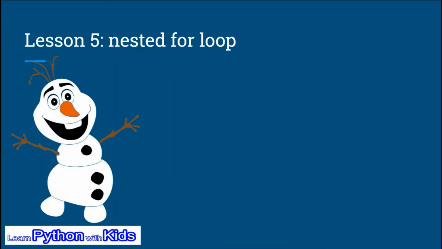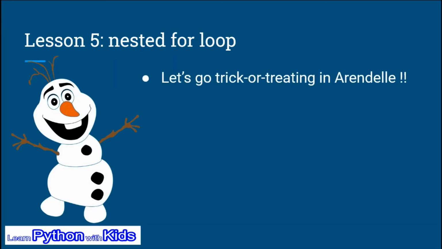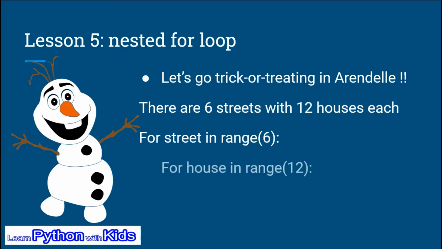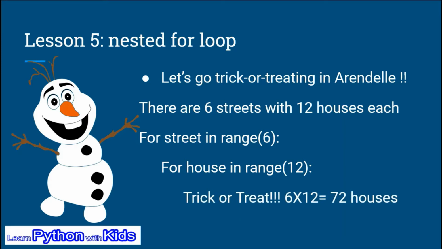Hi Olaf, let's go trick or treat in Arendelle. Suppose there are 6 streets with 12 houses in each street. We will visit each street as the first for loop: for street in range 6. And inside the street, we will visit each house as the next for loop: for house in range 12. 6 times 12 is 72 houses. There are a lot of candies waiting for us. Trick or treat! Let's see another example.